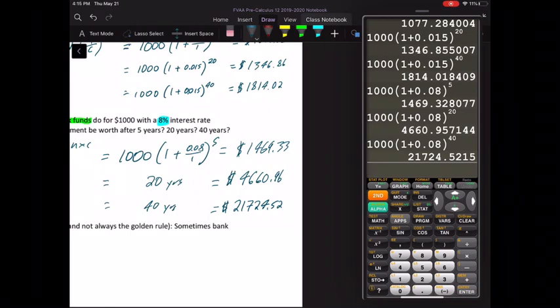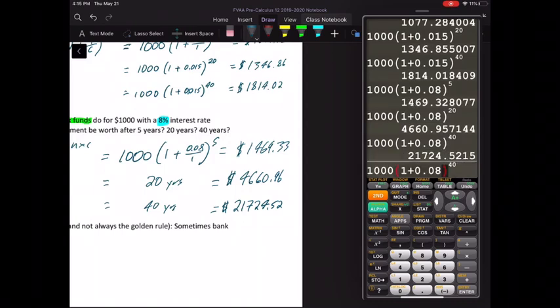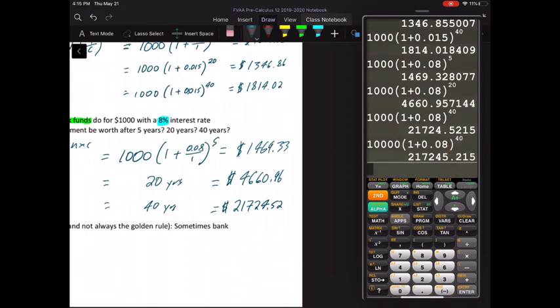And let's say instead of having $1,000 at the beginning, what if you were to save, insert $10,000 right from the beginning?